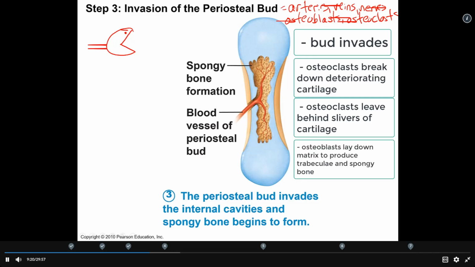Okay, so again, this process is called invasion of the periosteal bud. We start out with a cavity here. That was the last step, cavitation. But then comes in this bud. And I think of this as D-Day.